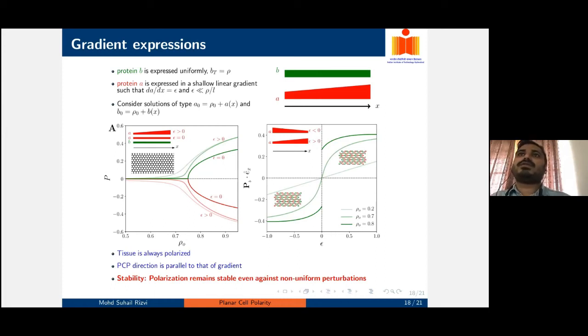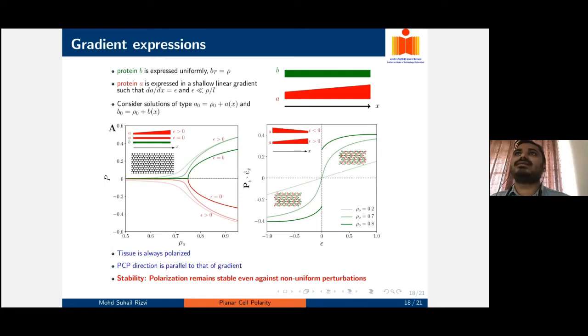And similarly, if you focus on the right plot, then you can see that the presence of gradient actually also takes care of another thing, and that is the alignment of the polarization with the tissue axis.